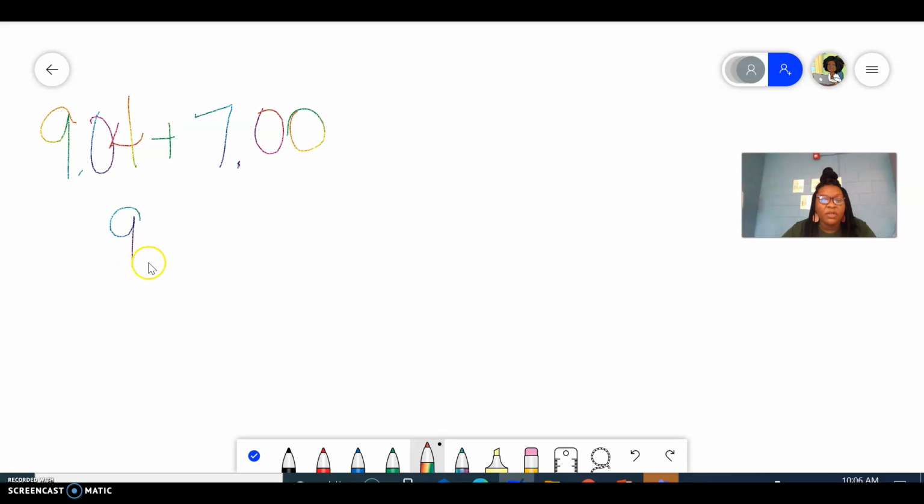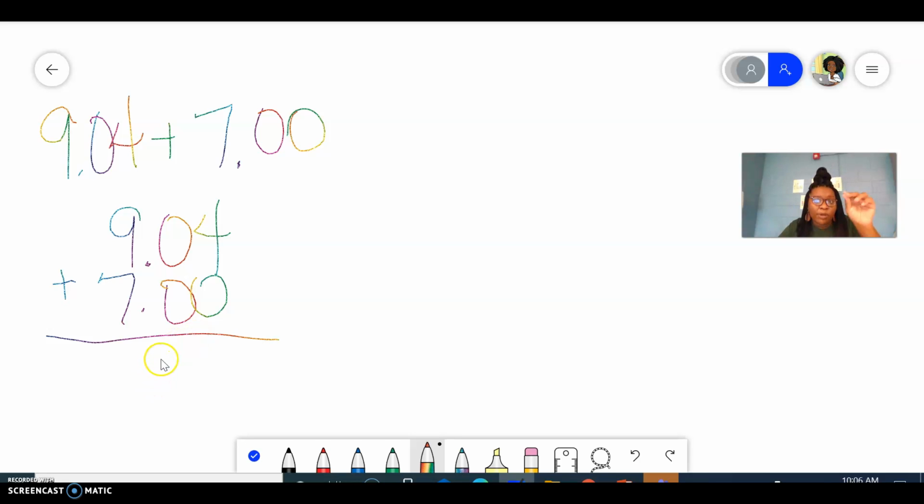So we're going to write this vertically and line up our decimals. 9 and 4 hundredths plus 7. Remember, I've got my zeros there. That's going to help life out a lot. We're adding here. And we're going to now treat this like we would if we were adding 904 plus 700. We're remembering our decimal though, and we want to bring that decimal down. Okay, so we're going to bring our decimal down. Already have it there. He's not going to move.